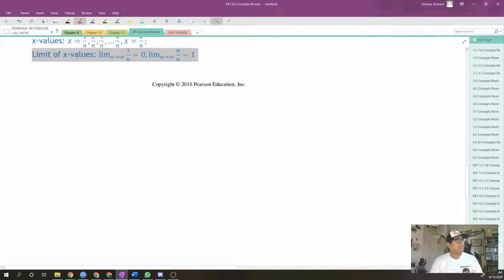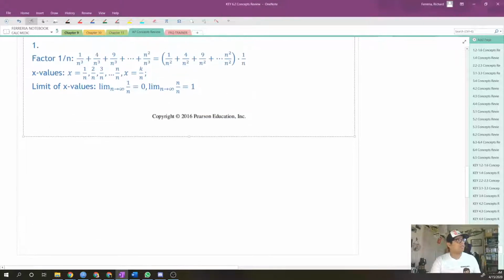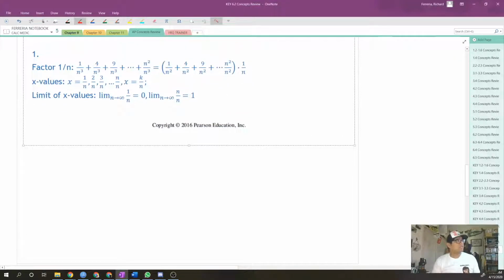Next step here is to limit the x values. So we're taking our first term, 1 over n, and we're figuring out what that limit is as n goes to infinity, and you get 0. Take the last x value and take the limit as n goes to infinity, and you get 1. So now you know your integral is going to go from 0 to 1.